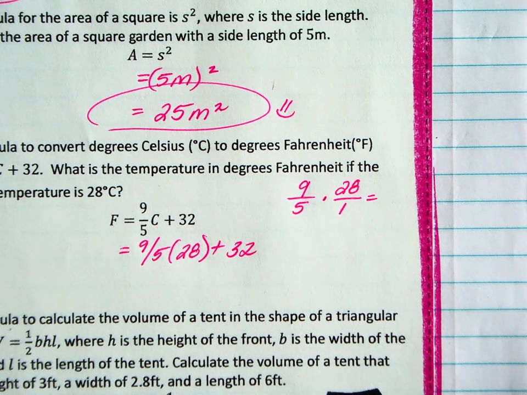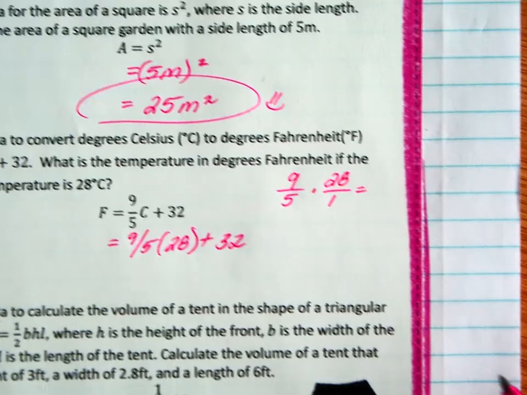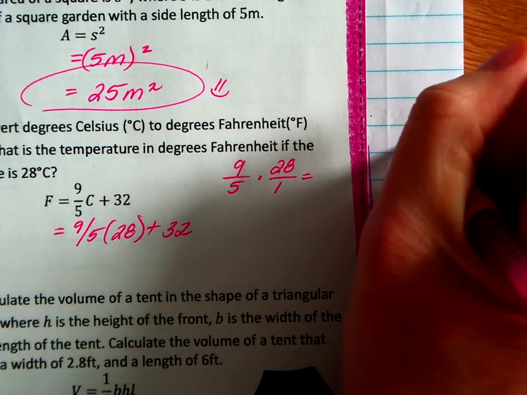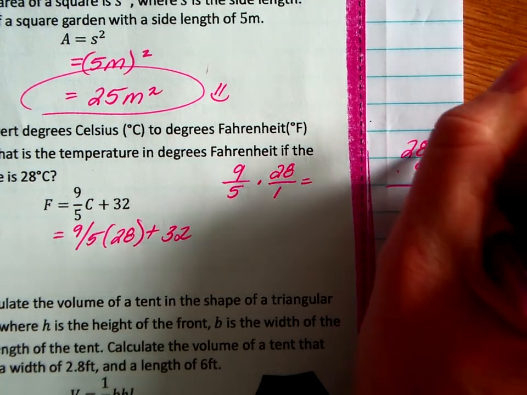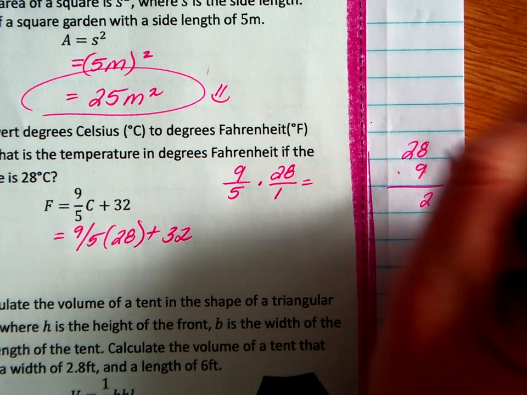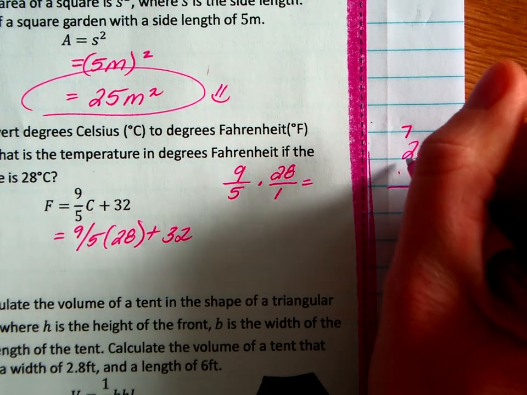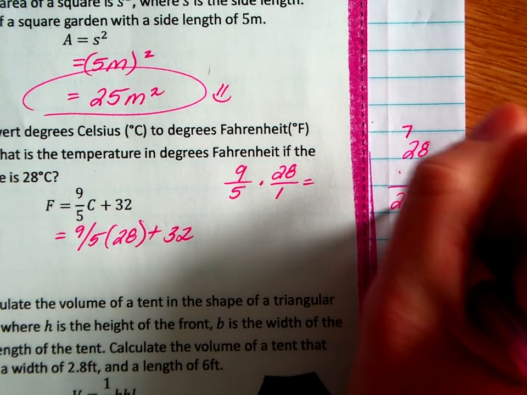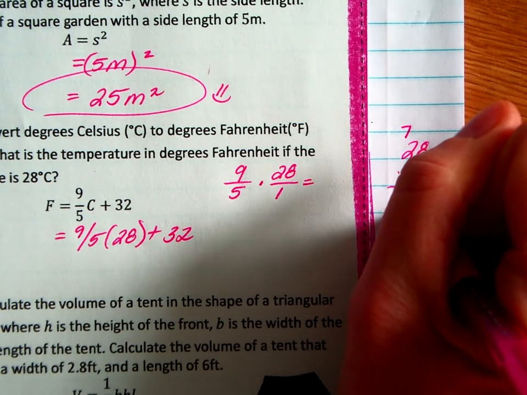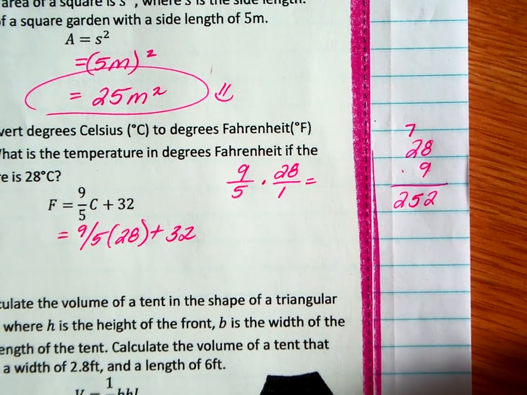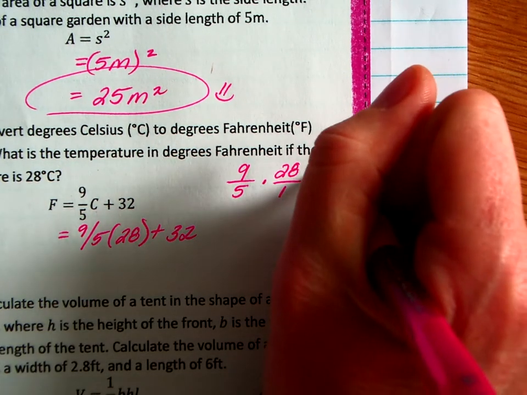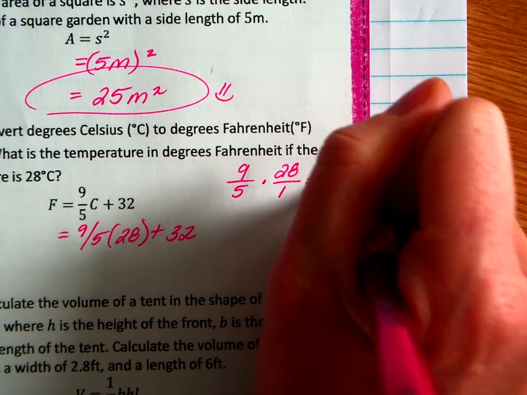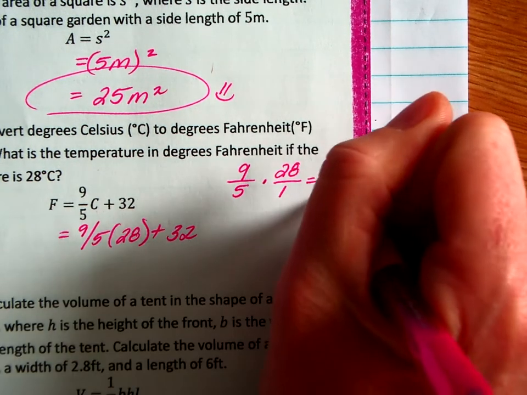You may not know 28 times 9. You might need to work that off to the side, and I can do that right here. 28 times 9. 9 times 8 is 72. I'm going to put a 2 here, carry a 7. 9 times 2 is 18, plus 7 is 25. So I've got 252 as my numerator. 5 times 1 is 5.